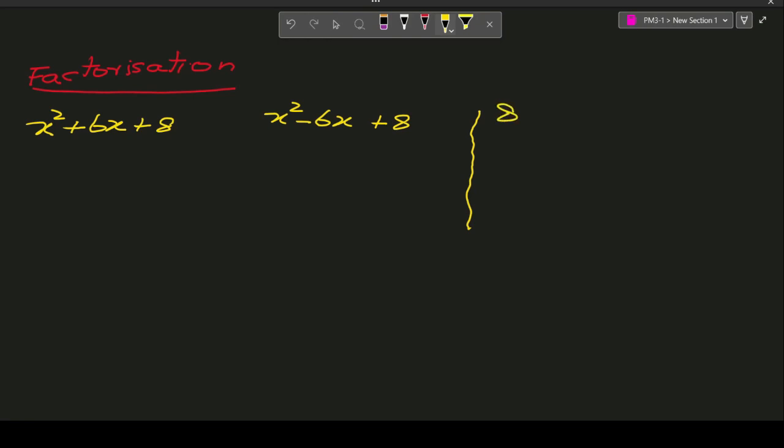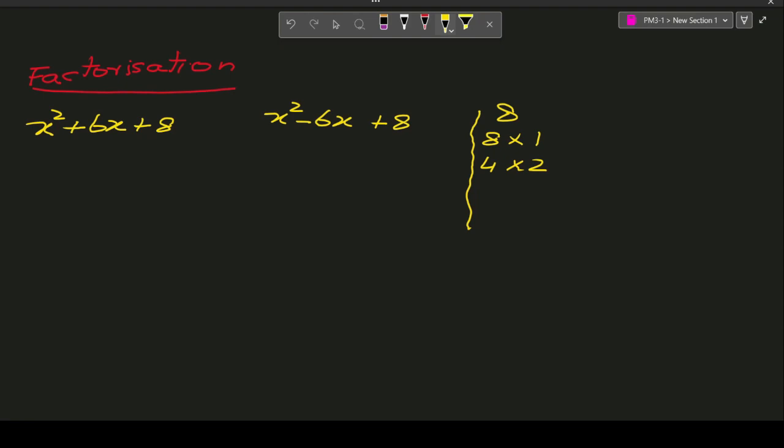Now we have to make all the factors of 8. So the first factor will be 8 into 1. The other one is 4 into 2. So we can have maximum 2 factors. So what exactly we need to do with this so that we can get 6, the coefficient of x?